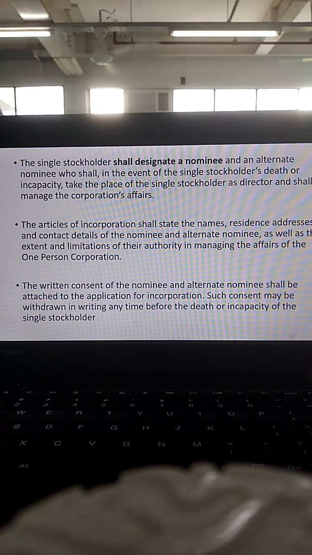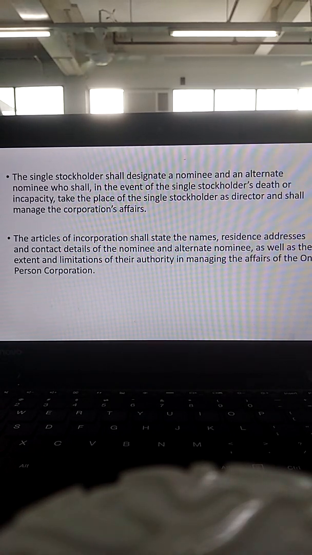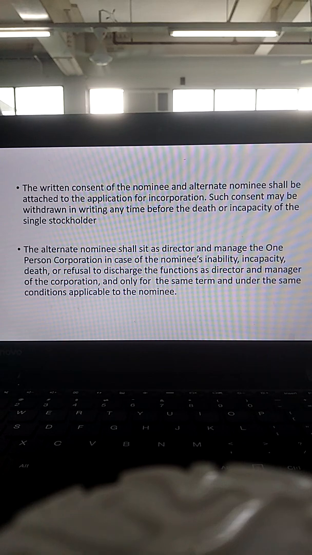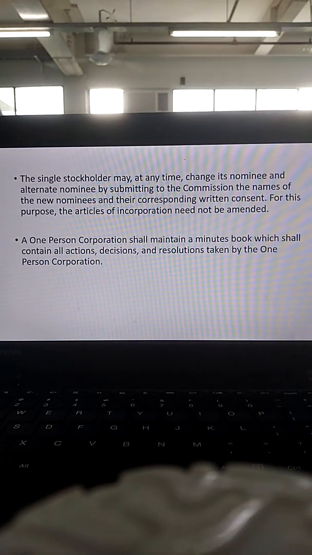Now, such consent may be withdrawn in writing, so pwede namang i-withdraw ito, before the death or incapacity of the single stockholder, okay? Now, the single stockholder shall designate a nominee, okay? Yun na nga, if in case mamatay, now, names, so very procedural, written consent shall be attached, okay? Very procedural as well. Okay. Pwedeng i-change yung nominee at any time, please take note of that.